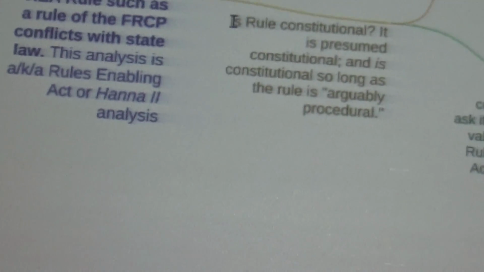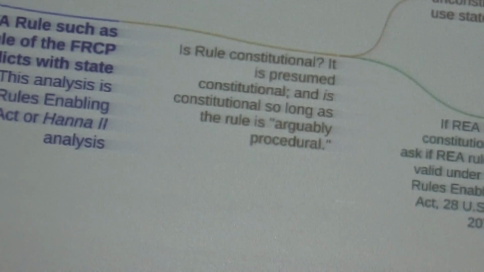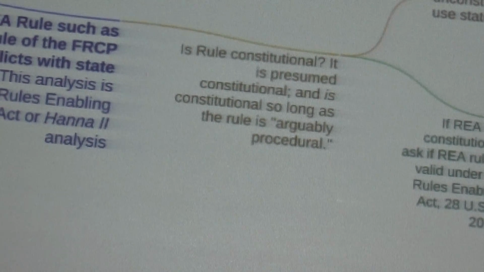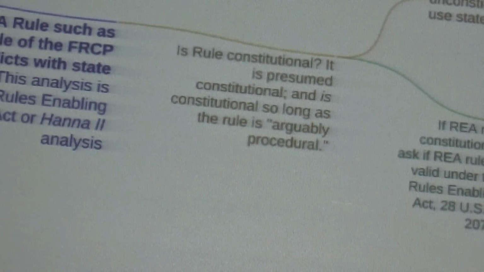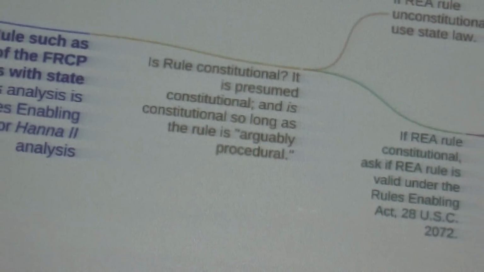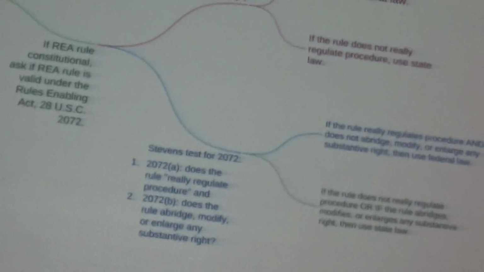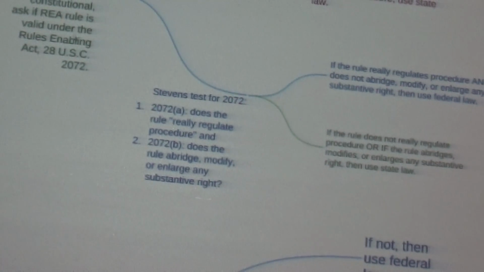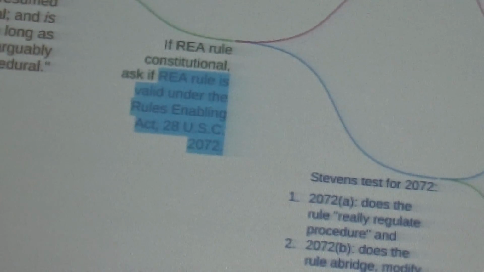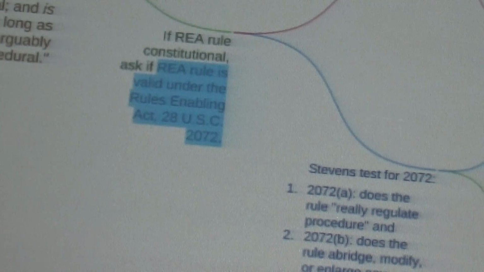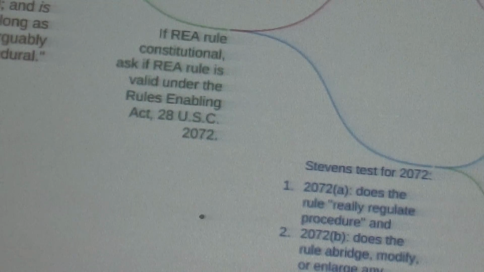The first thing you have to ask about the rule is, is it constitutional? And we already talked about that, right? A rule, just like a statute, is constitutional if it's arguably procedural. If the answer to that question is yes, then you continue. The analysis continues. If the REA rule is constitutional, you also have to ask if the rule is valid under the enabling statute, the Rules Enabling Act.